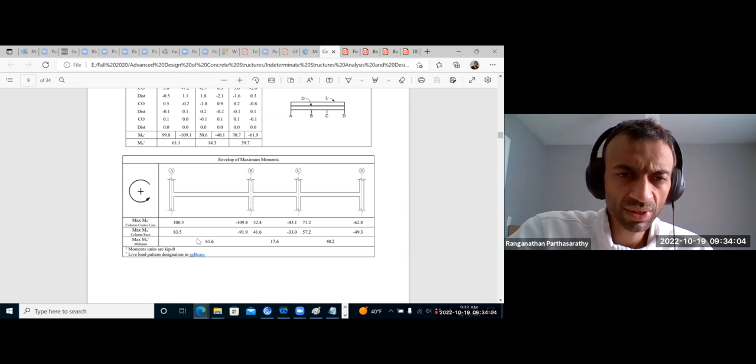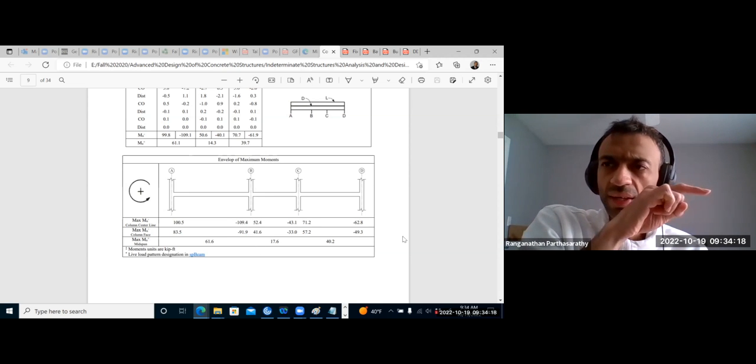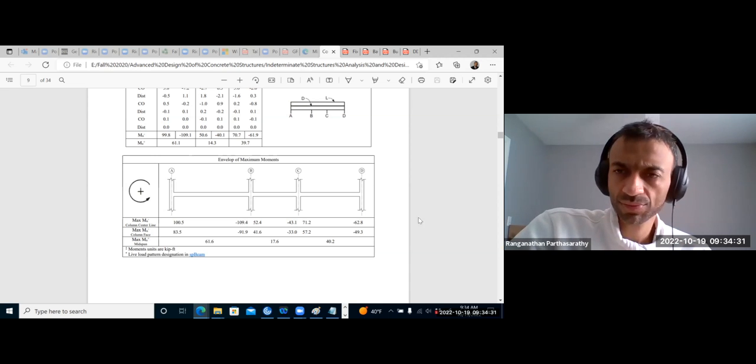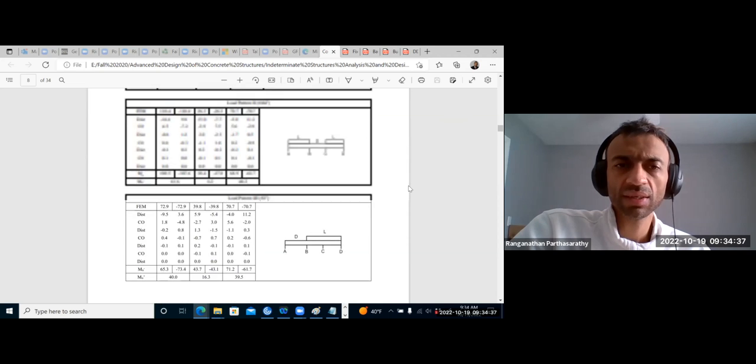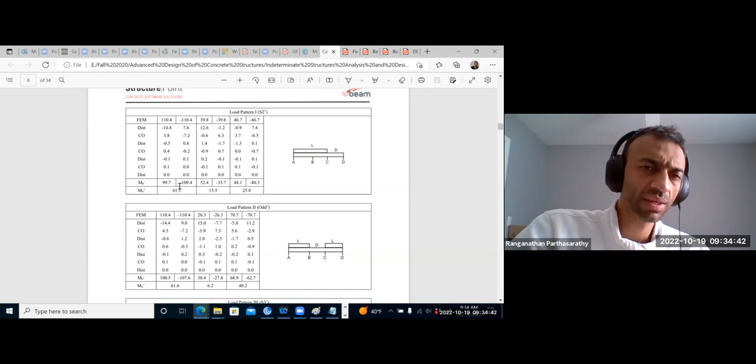Then mid-span, how do you get it? How did they get this 61.6? So we have 83.5, negative 91.9. If you have simply supported in the middle, then it's WL square by 8, right? WL square by 8. So that is case by case. Let's do that. For example, pattern 1, how did we get 61.1?